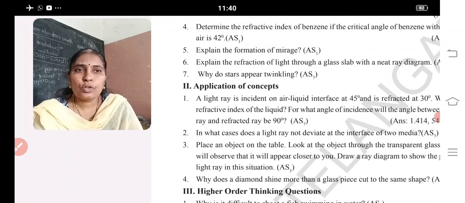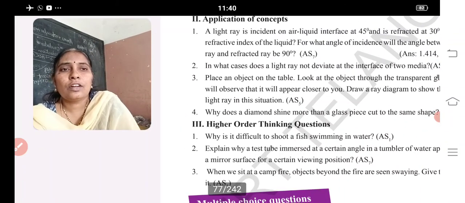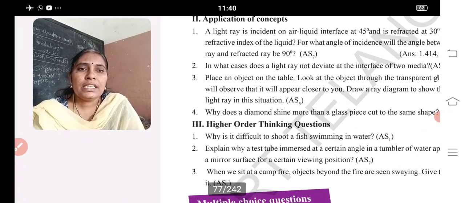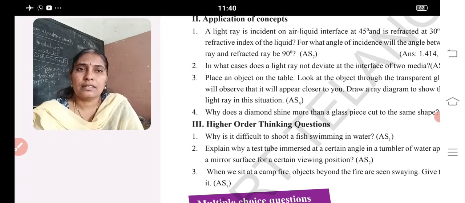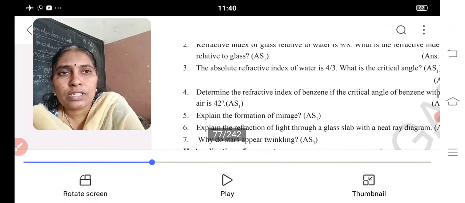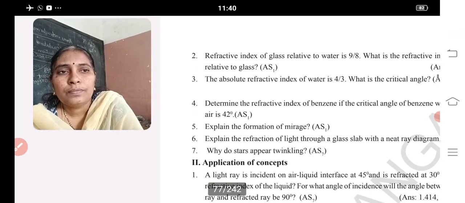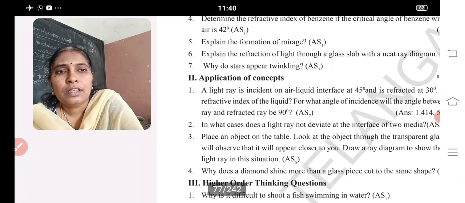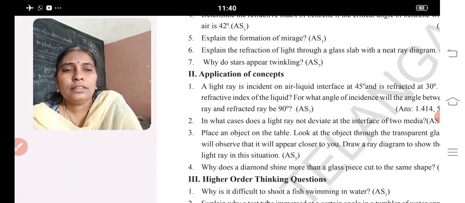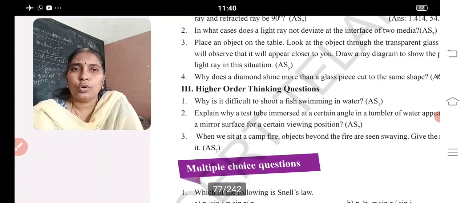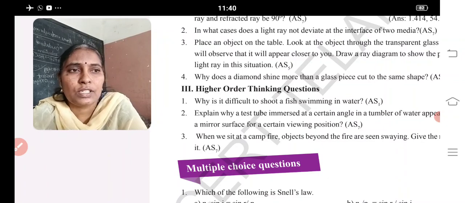Application of concept, fourth one. Next, higher order thinking. Why is it difficult to shoot a fish swimming in water? Next, when we sit at a campfire, objects behind the fire are seen shaking. Give reason. So, first, reflection of a concept, I gave 3 answers. Next, application of a concept, I gave the fourth answer. Higher order thinking, first, third. You have to write these answers one time in your classroom. Thank you, children.